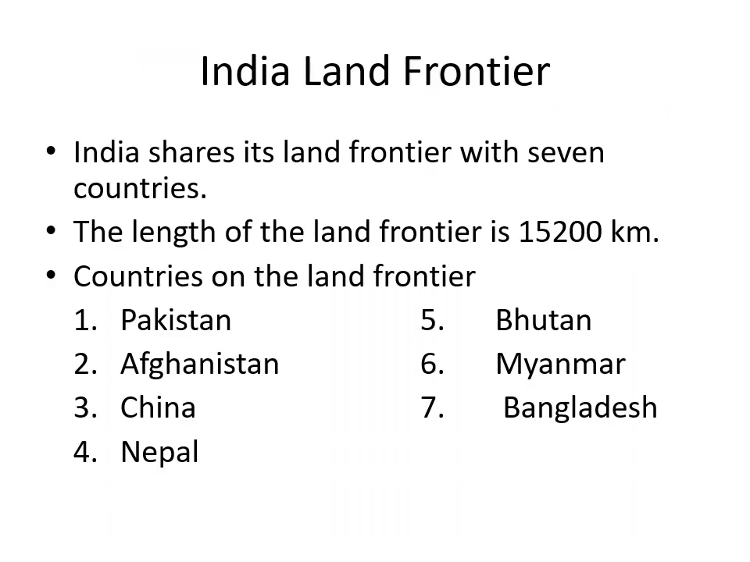Now let's talk about the land frontier of India. Children, India shares its boundaries with 7 countries of Asia, and the length of the land frontier is 15,200 kilometers. The countries that lie on the border of India are namely Pakistan, Afghanistan, China, Nepal, Bhutan, Myanmar, and Bangladesh. We are going to observe these countries on the map.